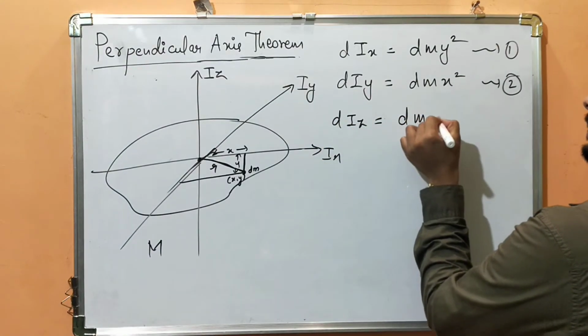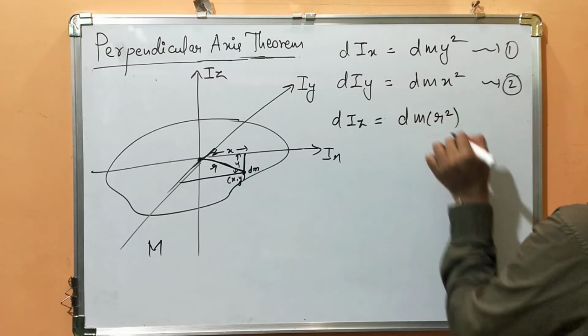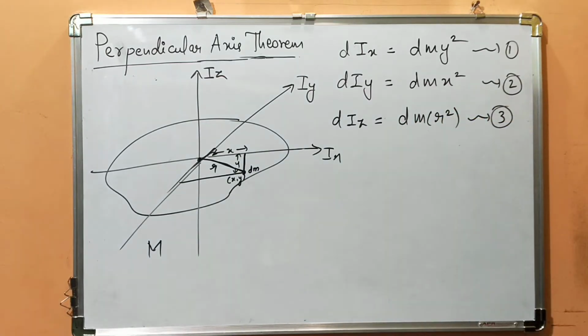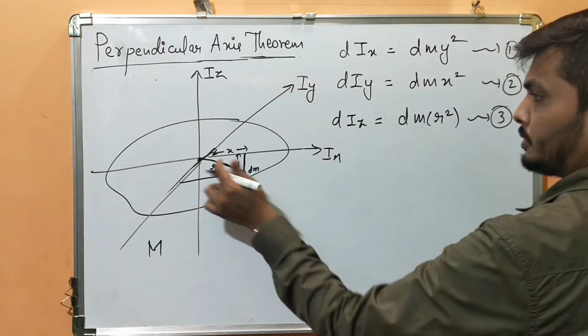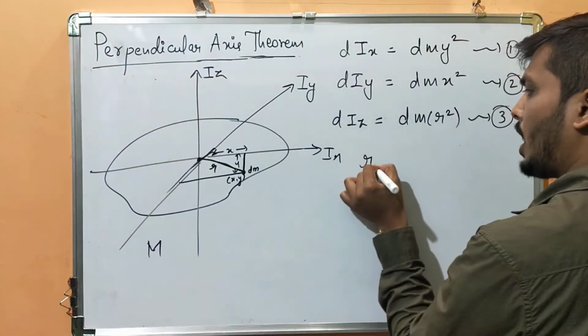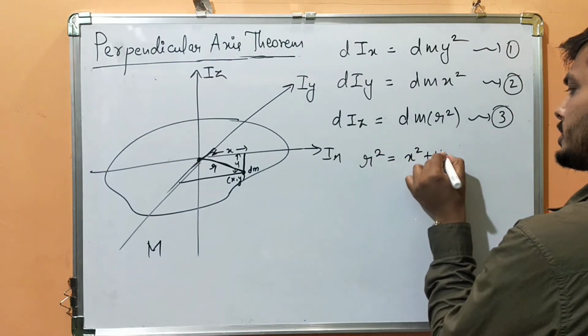It is dm r square. Write it as equation number 3. What is the distance? R. Got it? Now, from this triangle, what is the value of r? R square is equal to x square plus y square.